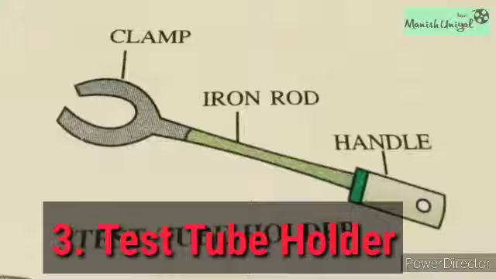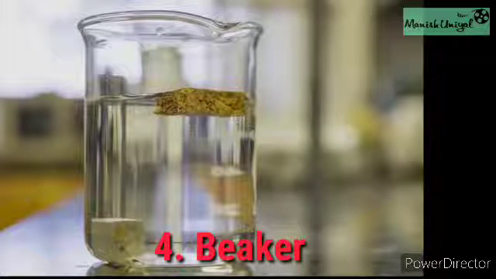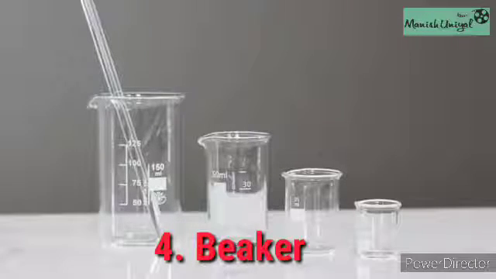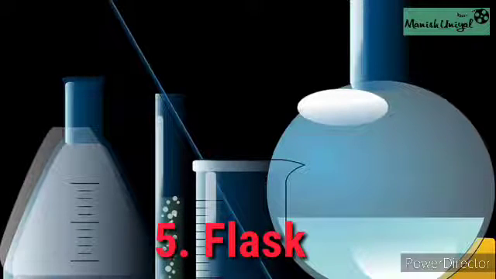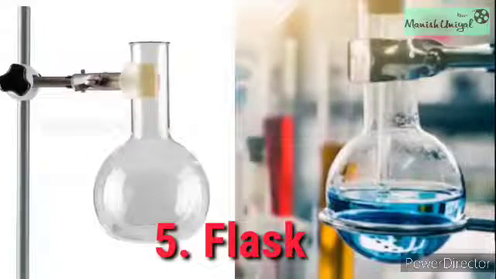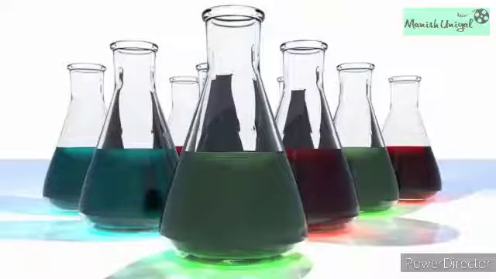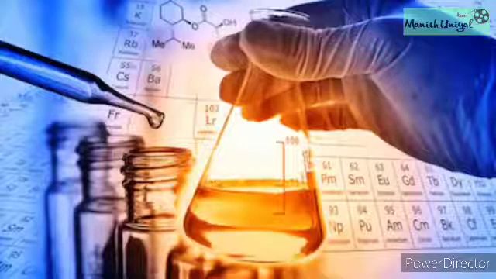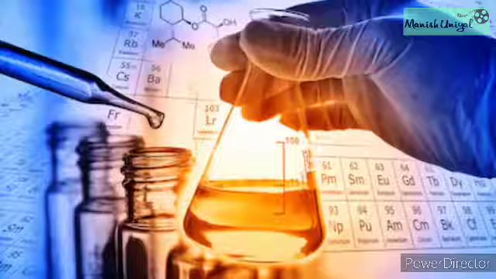Number third, test tube holder. It is a metallic rod with a clamp at one end and a handle at another end. It is used to hold test tubes while they are heated up. Number 4. Beaker. Beakers are made up of glass and available in different sizes. It is used for preparation and keeping of solution. Number 5. Flask. Flasks are made of glass. There are three types of flasks that are common, that is round bottom, flat bottom and conical. Flasks are used during experiments to hold sufficient quantities of substance.